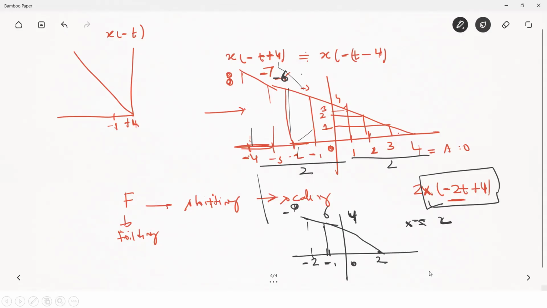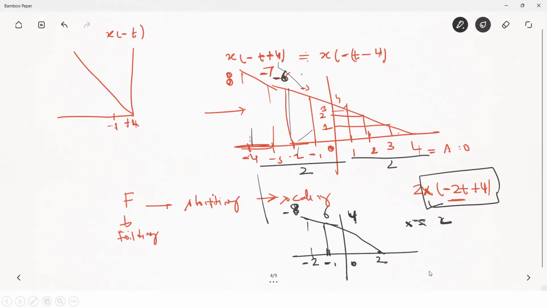The final amplitude was minus 8, so it will move to minus 16. So at minus 2, the new amplitude would be minus 16. At minus 1, the new amplitude would be 12. At 0, the new amplitude would be 8. And at 2, it is 0, because 0 into anything will remain the same. So now your new amplitude is shifting.